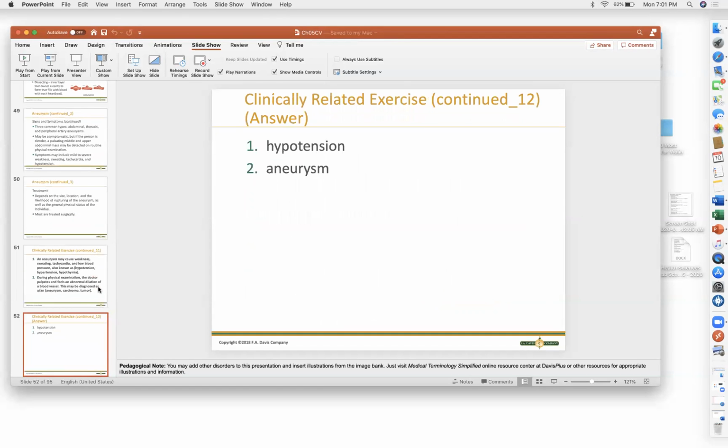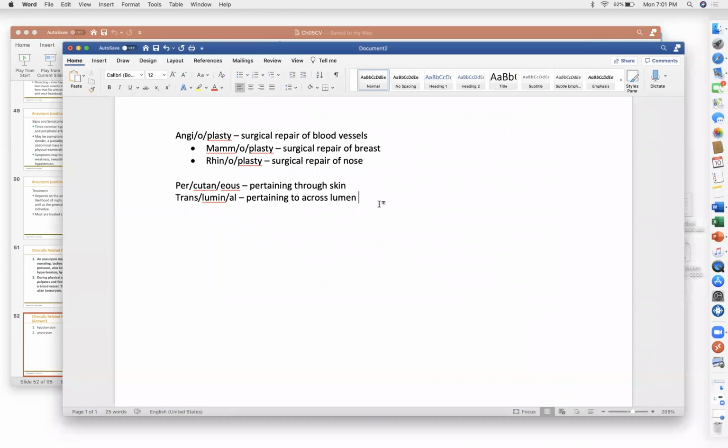And it's dangerous. Now, hypotension versus hypertension. Let's look at that. How can I tell them apart? They're so close.